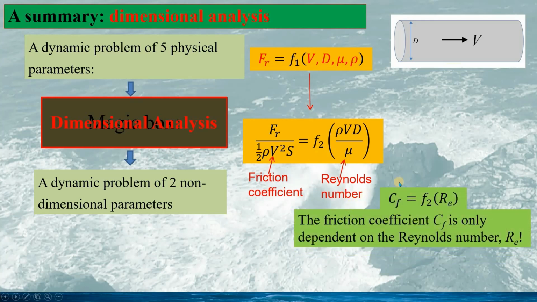This means the friction Cf is only dependent on the Reynolds number. In such a way, the fluid dynamic problem is much simplified.